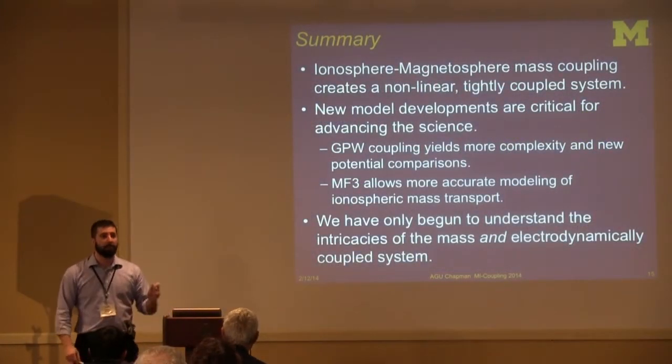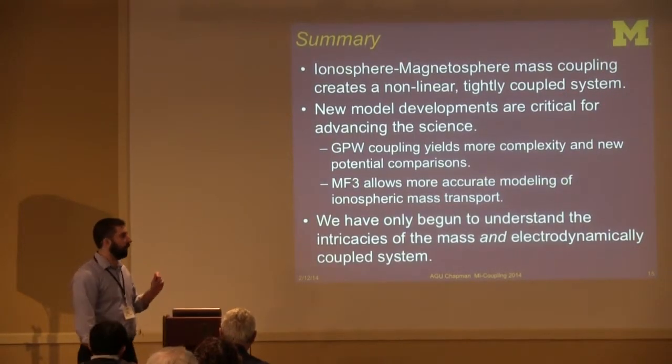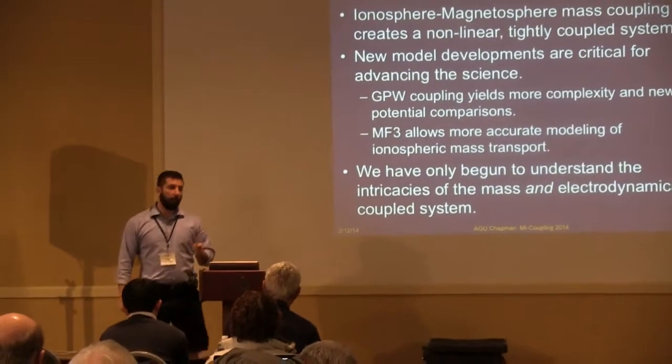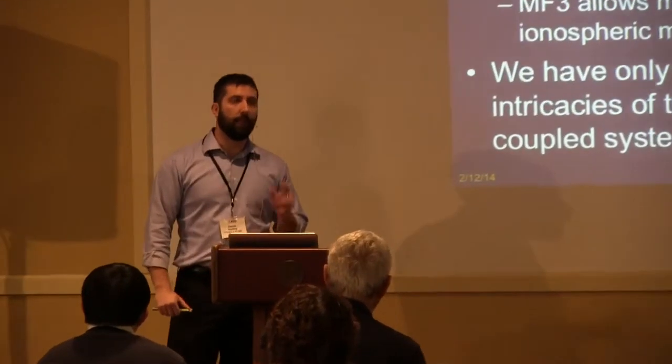The one point I would like to make on the way out is that when you turn on mass coupling from the ionosphere to the magnetosphere, especially causally driven mass coupling, the magnetosphere-ionosphere system becomes an even more tightly coupled and nonlinear system than when you only include ionospheric electrodynamics. And I think it's a very exciting thing to look at. Thank you.